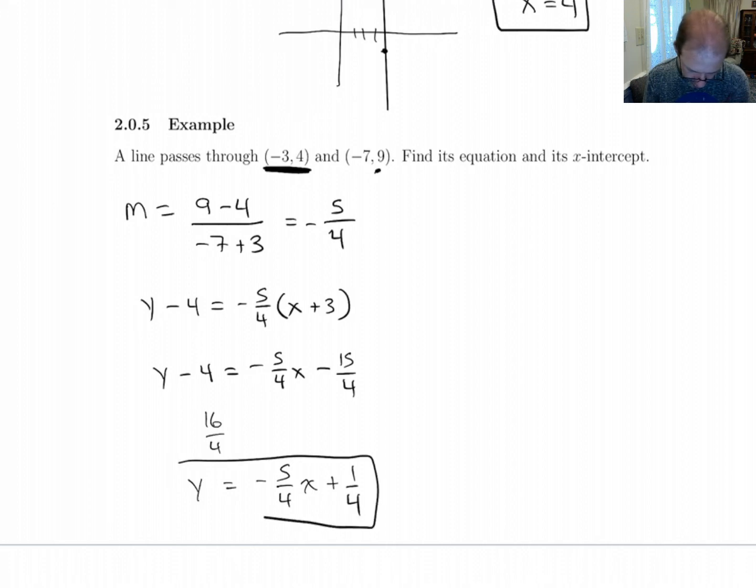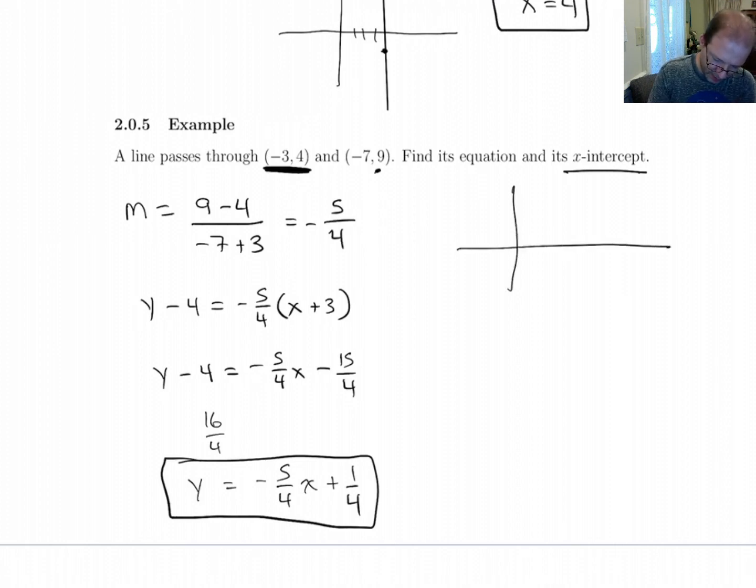So that's the first part of the question. But it also says, what's its x-intercept? So, we've got this line. It's got a y-intercept of 1/4, and its slope is -5/4. So it's going to be going downhill. The x-intercept is going to be whatever this point is over here where it touches the axis. So the way you solve for this is, at this point we know the y-coordinate is 0, but we've got to figure out what that x-coordinate is.